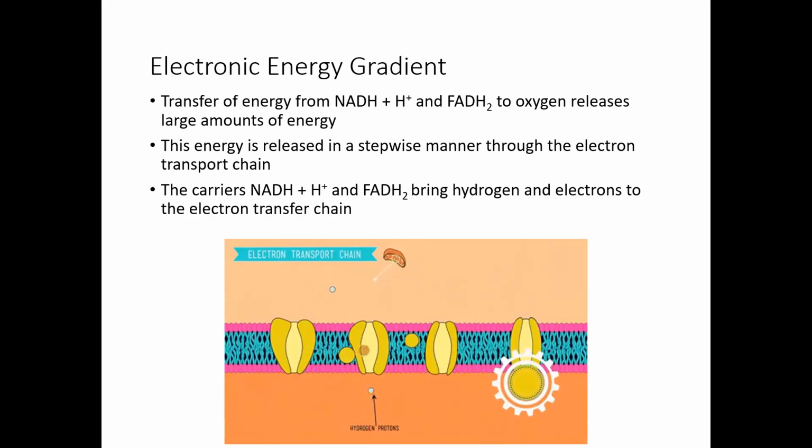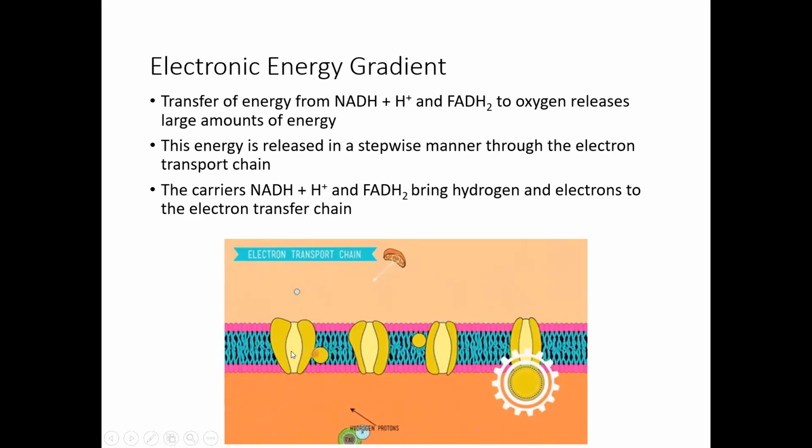The NADHs and the FADHs are oxidized back to their low energy state. NADH goes back to being NAD+. FADH2 goes back to being FAD. The hydrogens and the electrons are taken off of them. The electrons are captured by these enzymes here, and they use that energy to pump the free hydrogens from one side of the membrane to the other. And they end up out here in the inner membrane space.